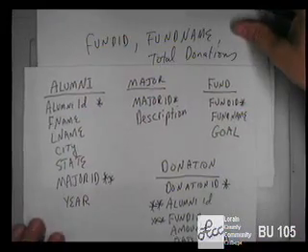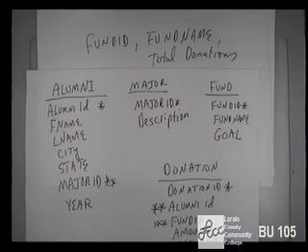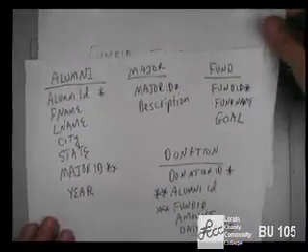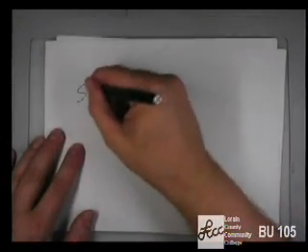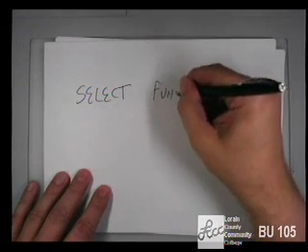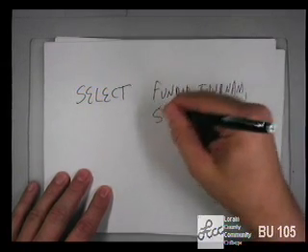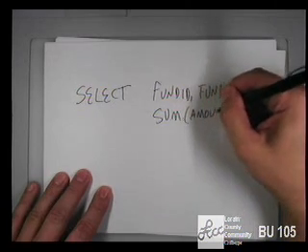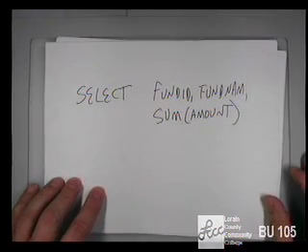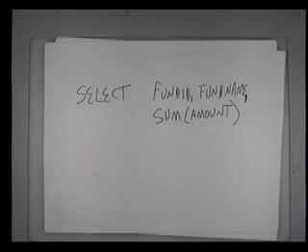What do we want to see? We want to see the fund ID, fund name, and the total of all the donations for that fund. So, how do we start off? Uh-oh. We're going downhill. All right, select. Select what? Fund ID? Fund name? And sum amount? Okay. It's not a bad start. That part of it is correct.